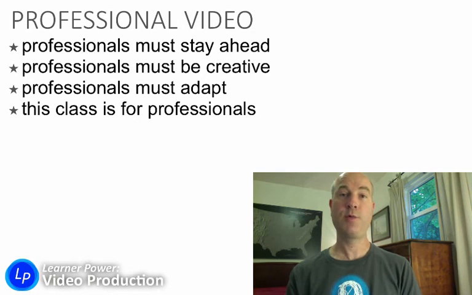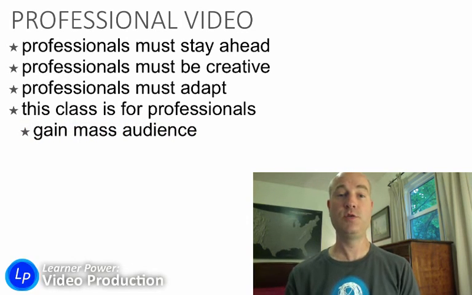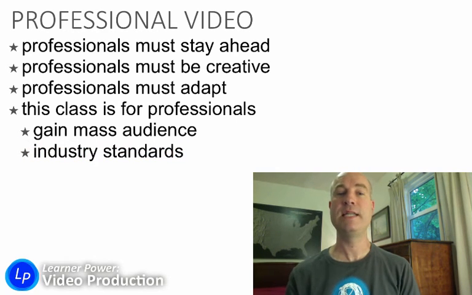In this class, I'm going to assume that you want to be a professional video producer. And as a professional, we are going to need to do some things that professionals would do. First of all, we want to create video that's not just something that anyone could do, but that is eligible for a mass audience, something that a large number of people would actually find interesting or engaging or worthy of looking at. We've got to compete against everything being uploaded to the internet now, and so our video needs to stand out. It also needs to follow industry standards.